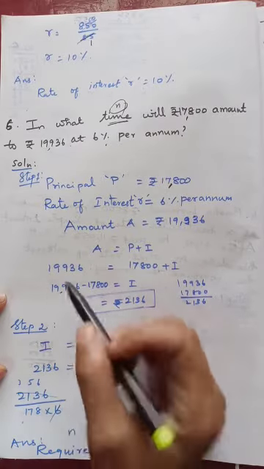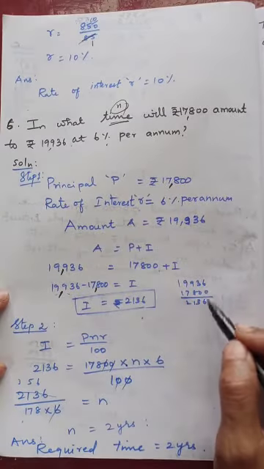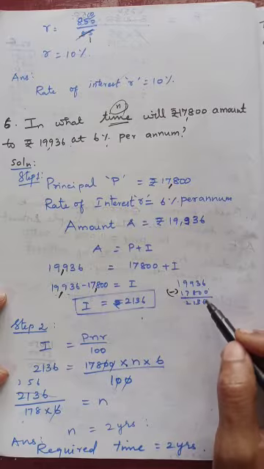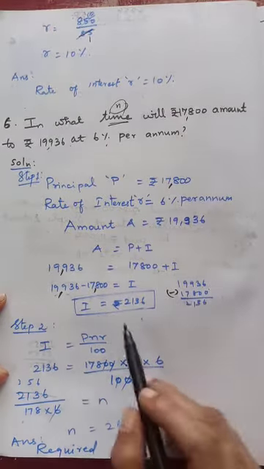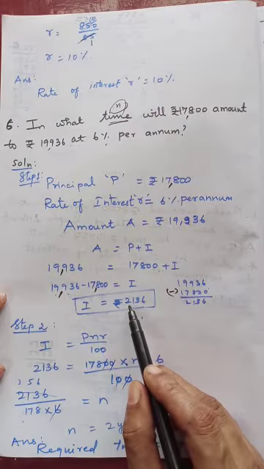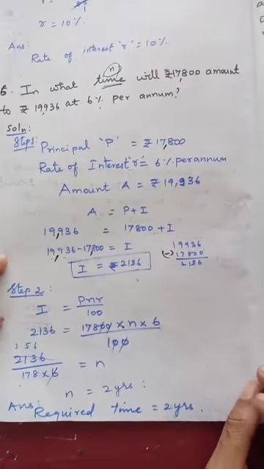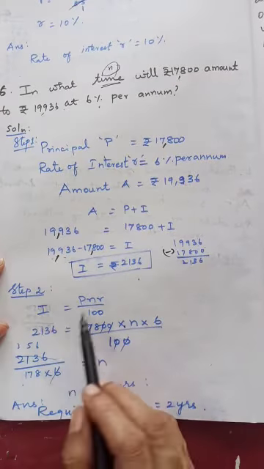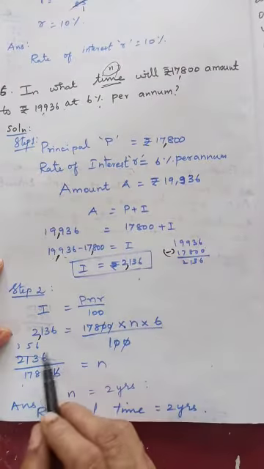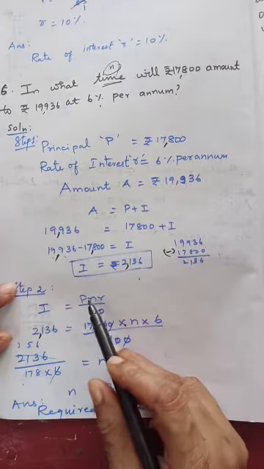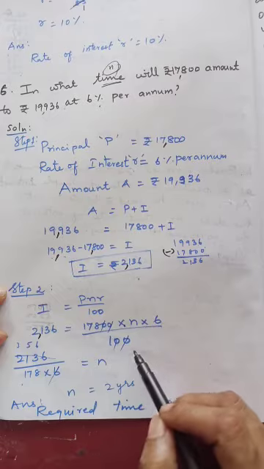So 19,936 minus 17,800. And you subtract these two. And it will come 6, 3, 9 minus 8 is 1, 9 minus 7 is 2. So I is equal to rupees 2,136. Now step 2. Here you have to find the number of years. So I is equal to PNR by 100. I we know 2,136 is equal to principal is 17,800 into n into 6 by 100.